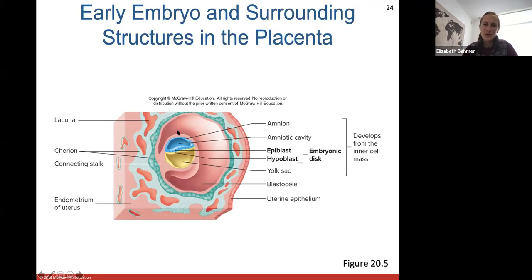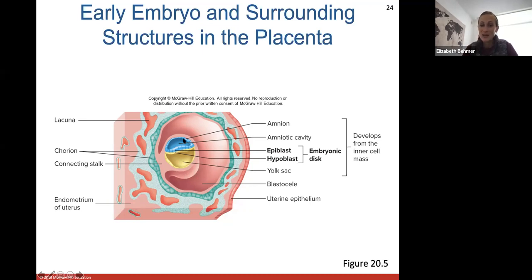So as we look here, we have the blastocyst that's being embedded in the wall of the uterus. We have the chorion, which will be the barrier between fetal and maternal blood. The lacuna is filled with maternal blood. Here the endometrium of the uterus is shown. And then we see how this blastocyst basically is forming.